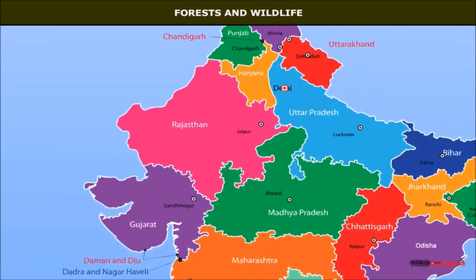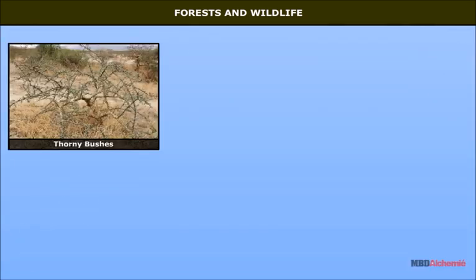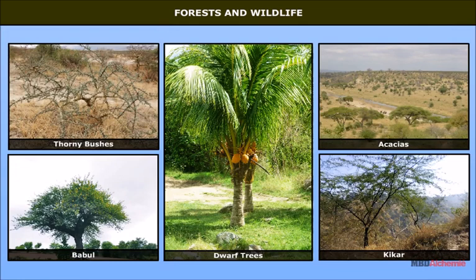Date palms are found near watercourses. Babool, kikar, khair, and some dwarf trees are also found in the Thar Desert. Babool trees yield a gum which is used for tanning leather.